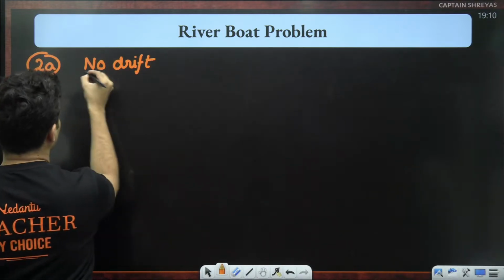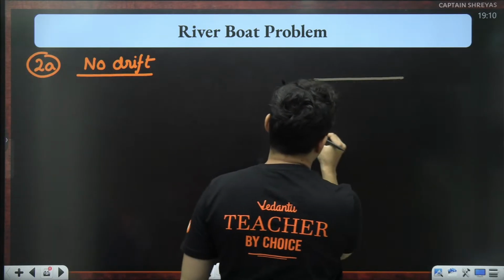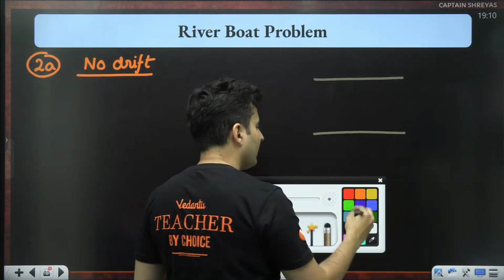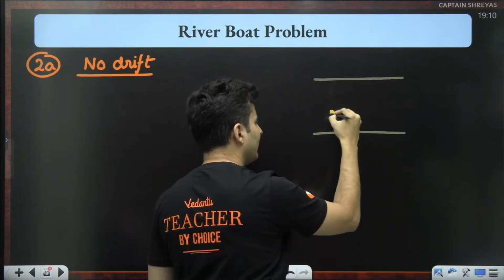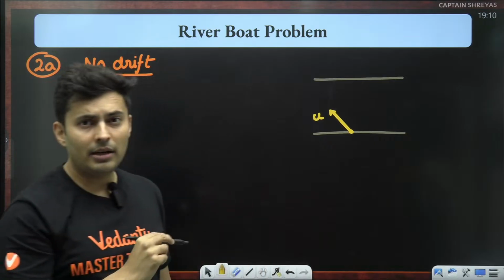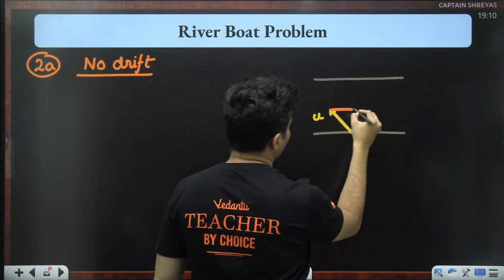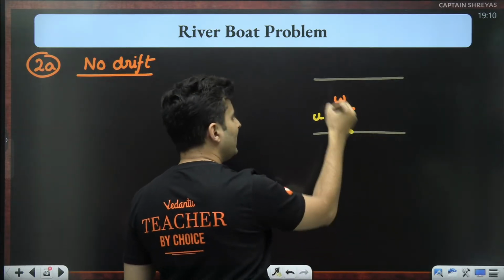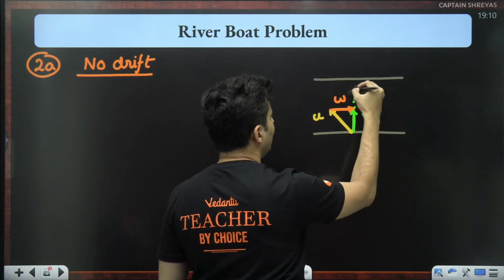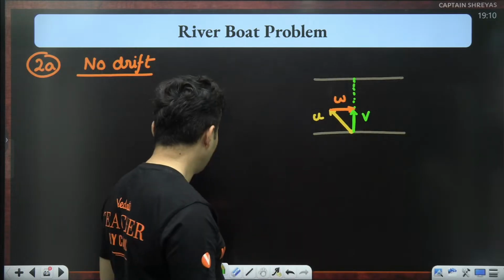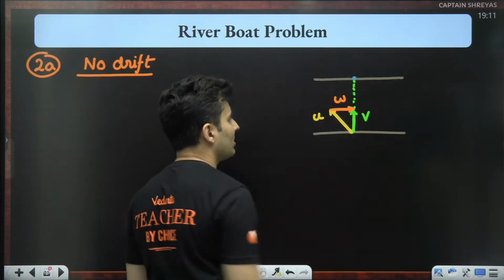Why minimum drift versus no drift? See, these are the banks. If by chance my speed of swimming is higher than the river speed, then I can align myself such that the river speed is over here and my speed is over here, so that my resultant velocity is like this, and I end up reaching exactly the opposite side. So here there is no drift at all. I am reaching exactly the opposite side.